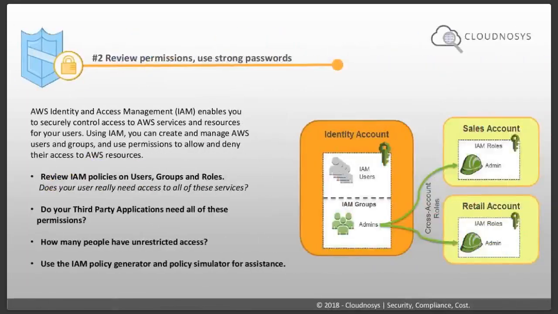Number 2 is to review permissions and use strong passwords. It's important to use strong password policies, and basically review your IAM policies around that. You should take a look at how many people have unrestricted access. You should limit access. And you can also, by the way, use the IAM policy generator and policy simulator for assistance within the AWS environment. So you guys can take a look at that.